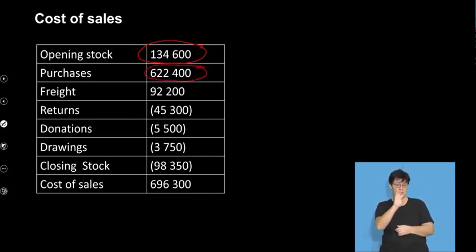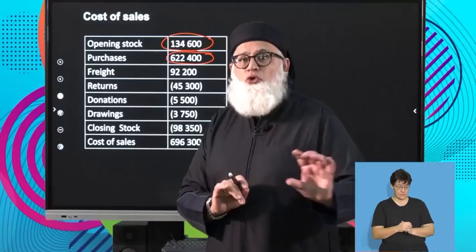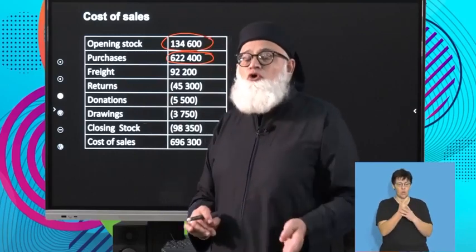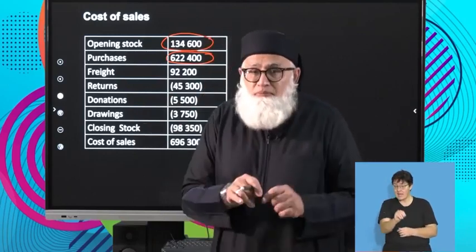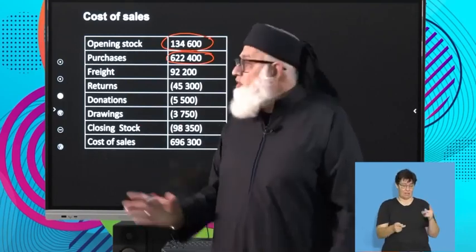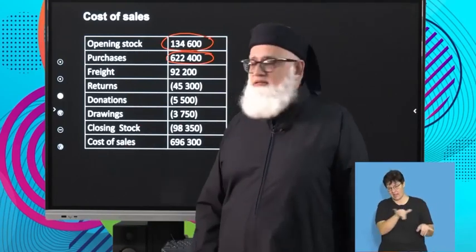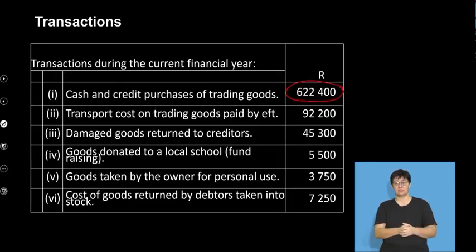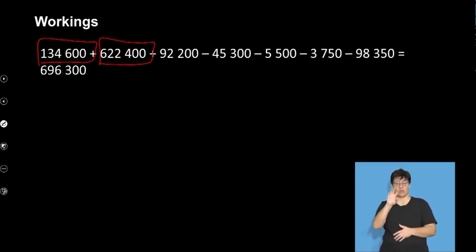So therefore, watch, we add the 622,400, and if we are doing the calculation, we say purchases 622,400. Right. So what I've done is, like I've explained to you early on, I'm showing you a straightforward version, where you just show figures, but you could be asked to show it in a table format. Then obviously you need to specify the detail. Right. If we take the next item, which was, so we've dealt with that one, transport costs paid by EFT 92,200. In my calculation, I'm going to add my 92,200.